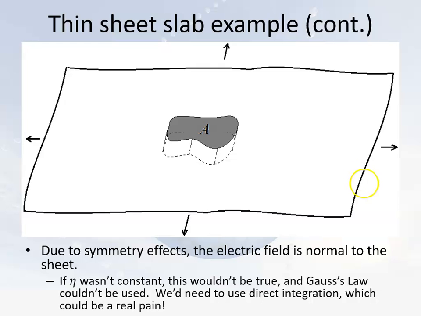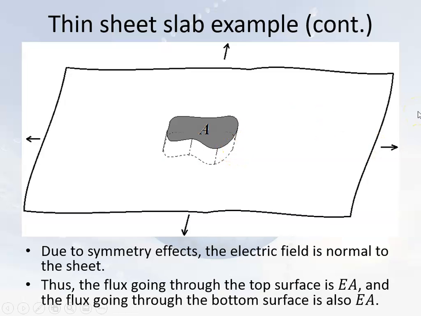As long as eta is constant, the electric field is going to be coming out perpendicular to the sheet, which means it's going to be parallel to the sides of our Gaussian surface here. But if we did not have this planar symmetry, if eta wasn't constant, then the electric field would not necessarily be tangent to the sides of our Gaussian surface, and we wouldn't be able to use Gauss's law.